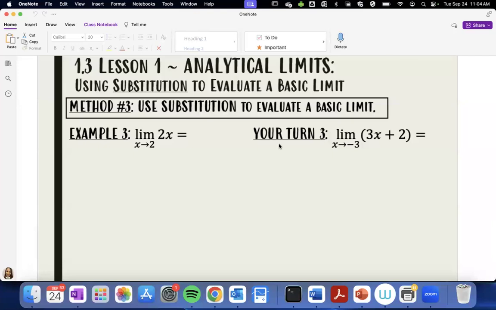Wouldn't you just plug in 2? Right? So this would be 2 times 2 is 4, and that's the limit. Is that easy? Yeah. Go into the your turn problem. Find the limit of 3x plus 2 as x approaches -3. Plug it in, plug it in.